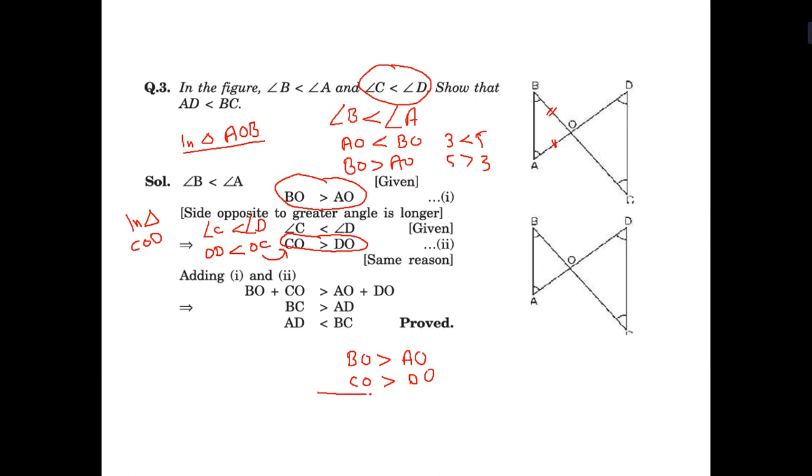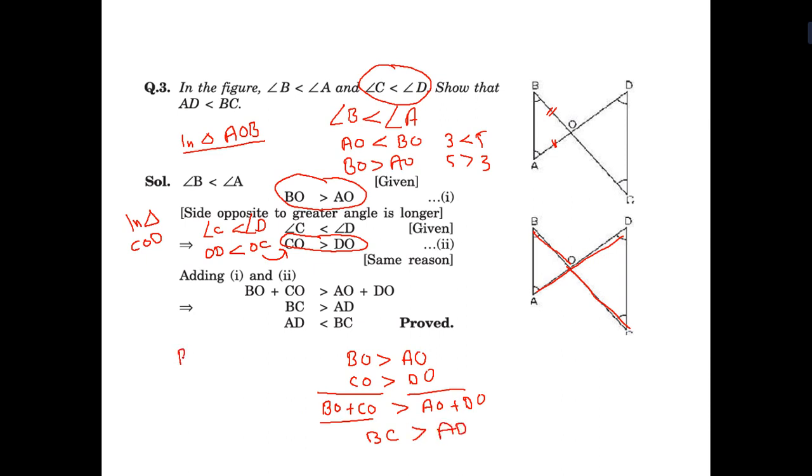Now if I total it, BO plus CO is greater than AO plus DO. Now if you see the figure, BO plus CO, I write as BC. Same thing, AO plus DO, that is AD.